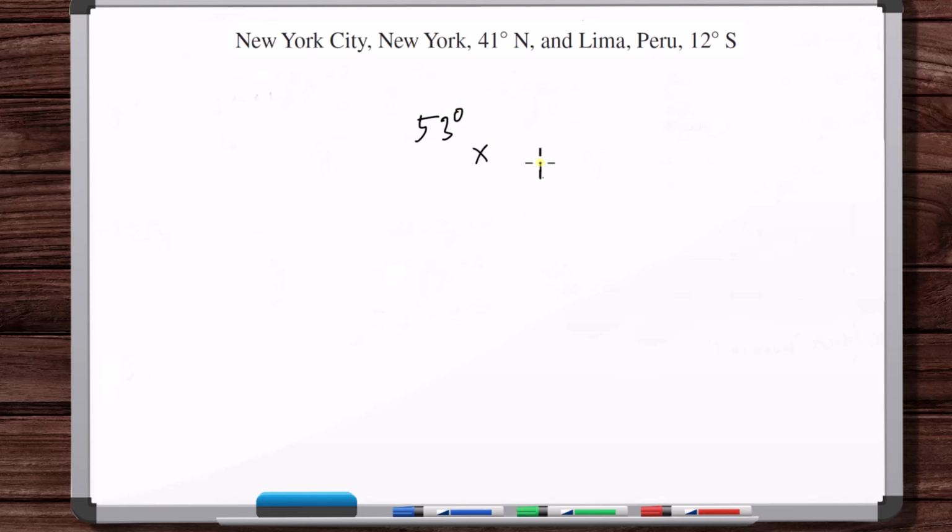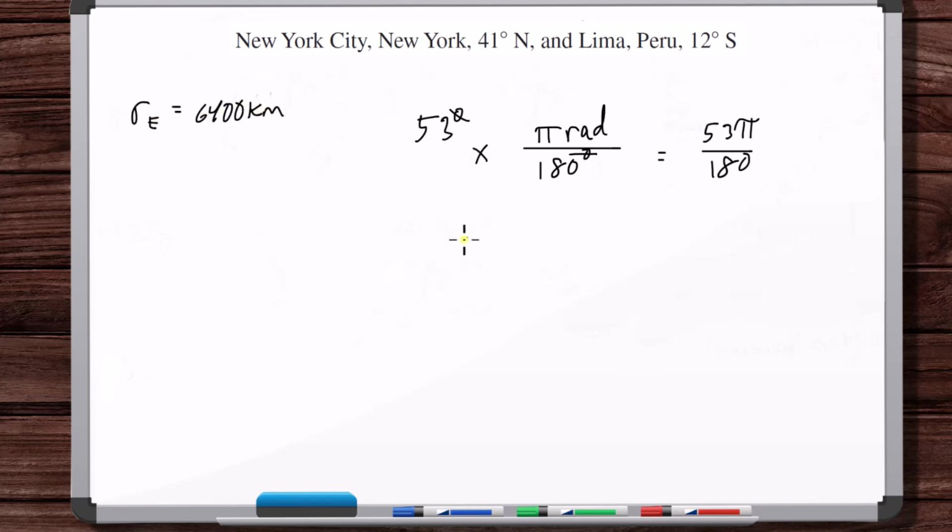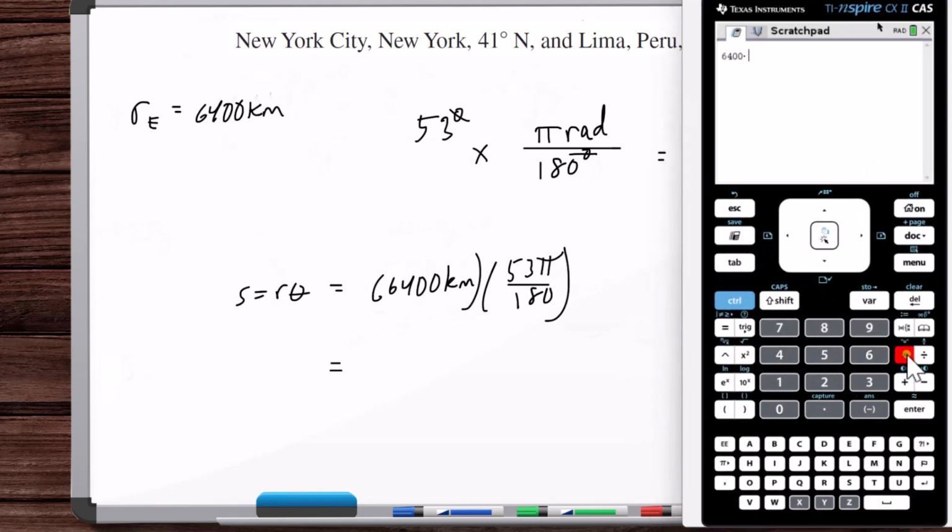Convert that to radians. Radius of the Earth is 6,400 kilometers. So okay, 5,920 kilometers.